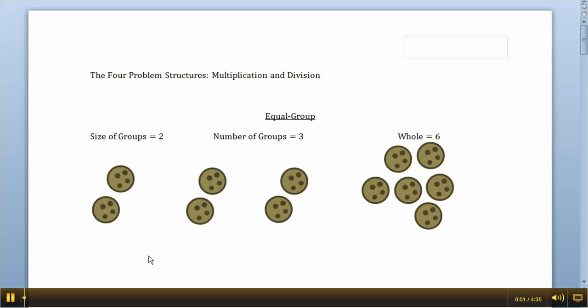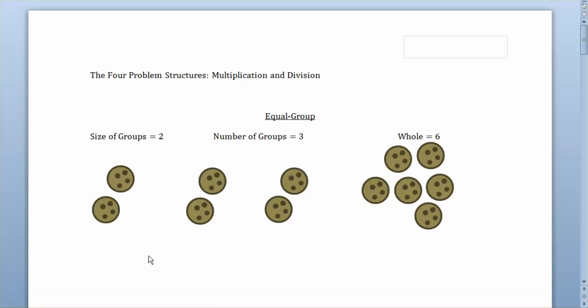Hi, this video is about the four problem structures of multiplication and division. The first problem structure is called equal groups, and it's when we have a number of groups and each of those groups has the same number of objects in it. So the size of the groups is the same for each, 2. The number of groups we have is 3, and so altogether the whole total is 6.